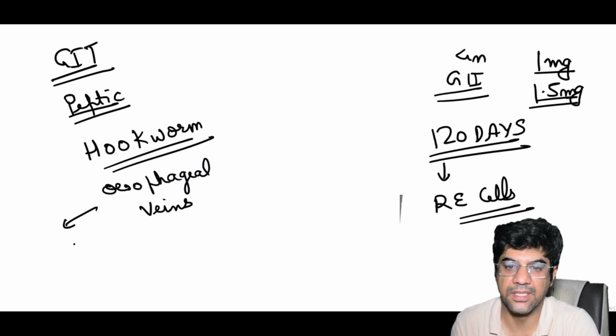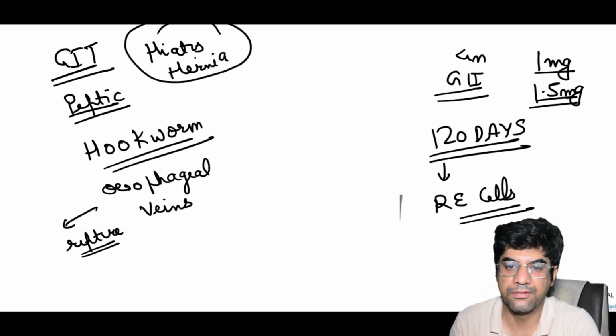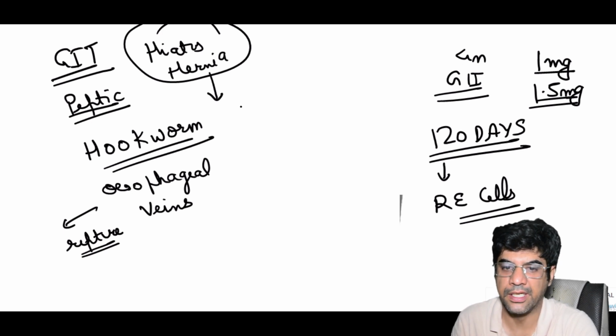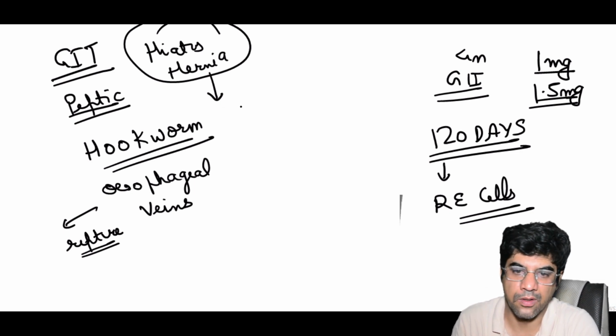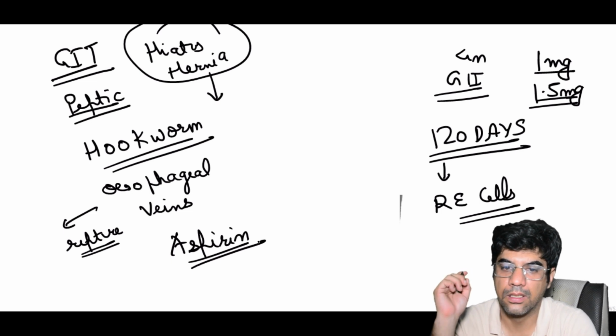The swollen veins in the esophagus can rupture and bleed. Other causes could be hiatus hernia, which is the part of the stomach that pushes into the chest and can cause bleeding. Apart from that, long-term use of aspirin can even cause GIT bleeding.